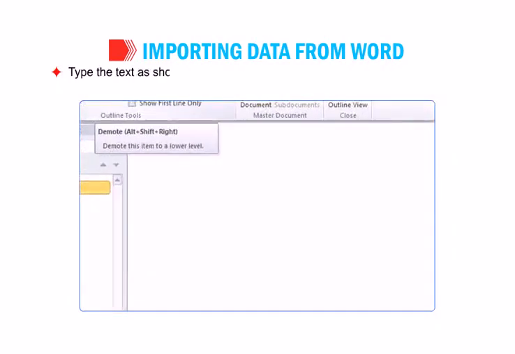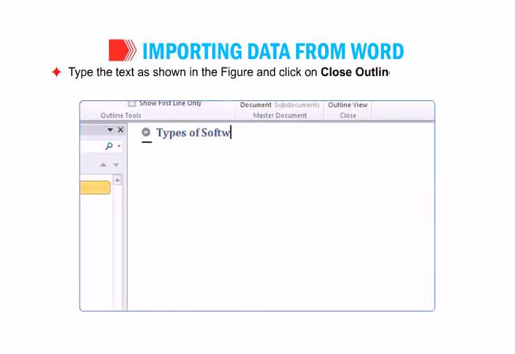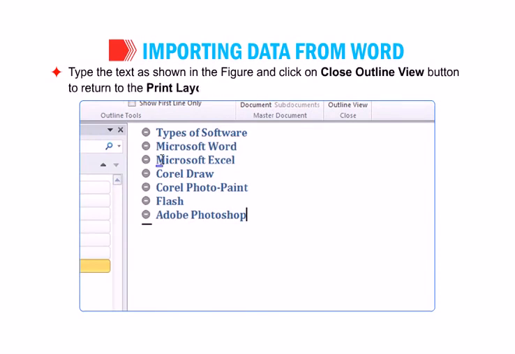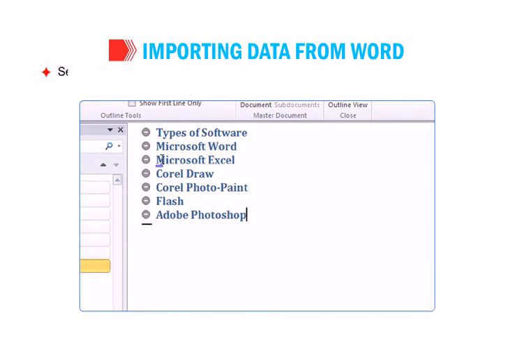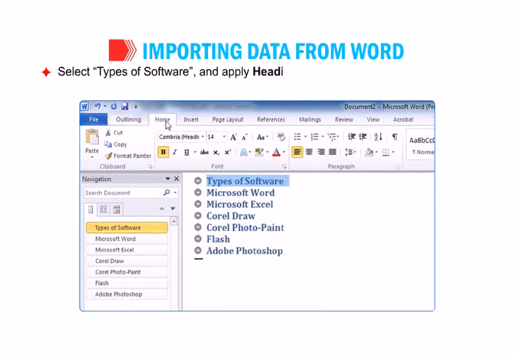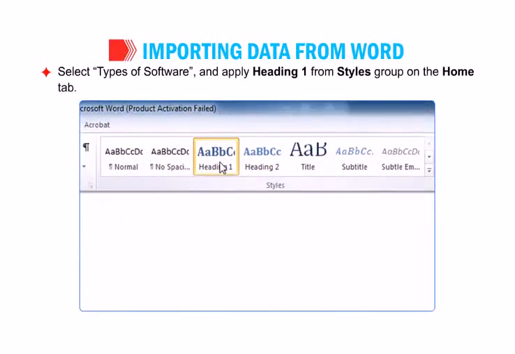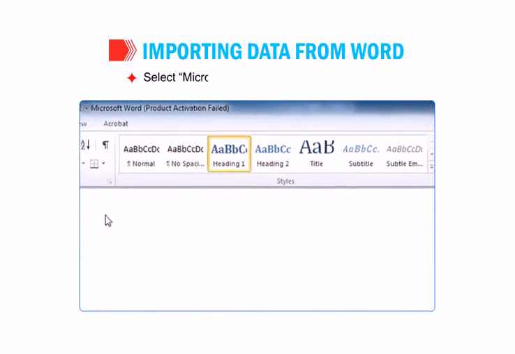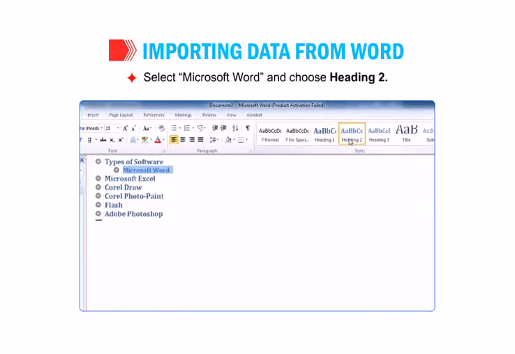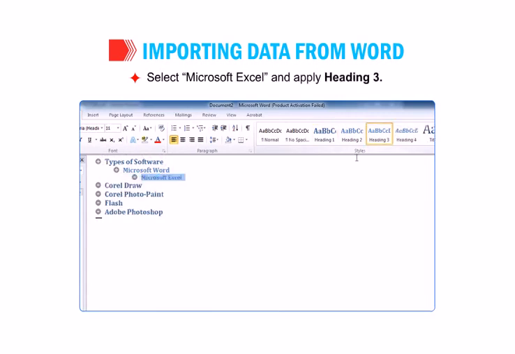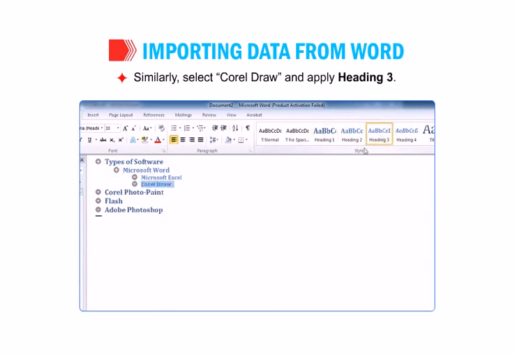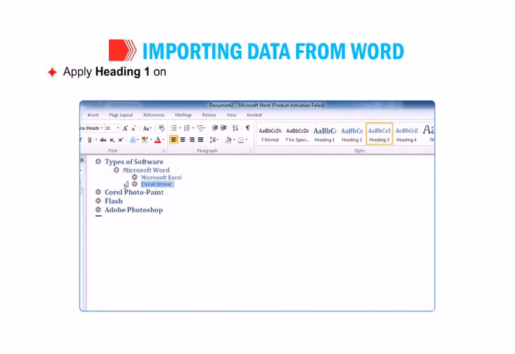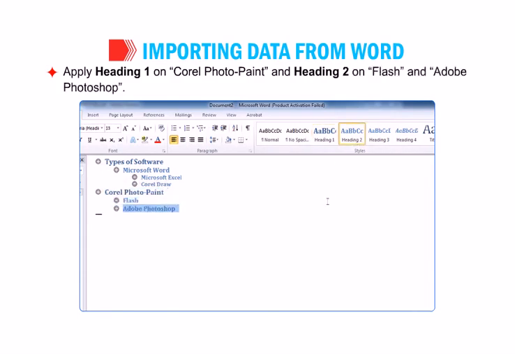Type the text as shown in the figure and click on the Close Outline View button to return to the Print Layout view. Select Types of Software and apply Heading 1 from the Styles group on the Home tab. Select Microsoft Word and choose Heading 2. Select Microsoft Excel and apply Heading 3. Similarly, select Corel Draw and apply Heading 3. Apply Heading 1 on Corel Photo Paint and Heading 2 on Flash and Adobe Photoshop.